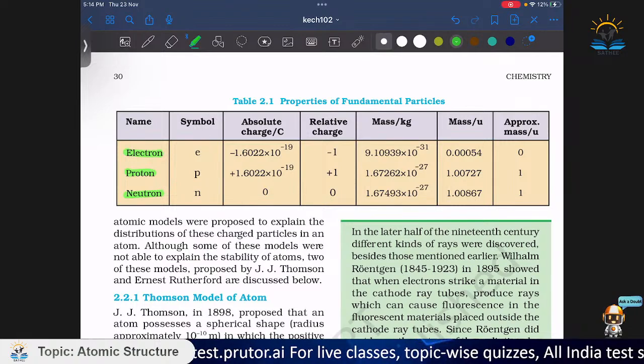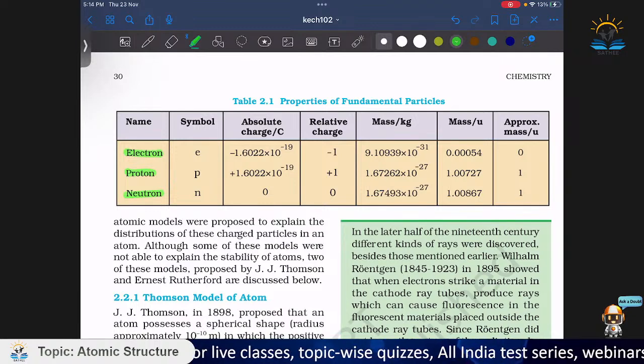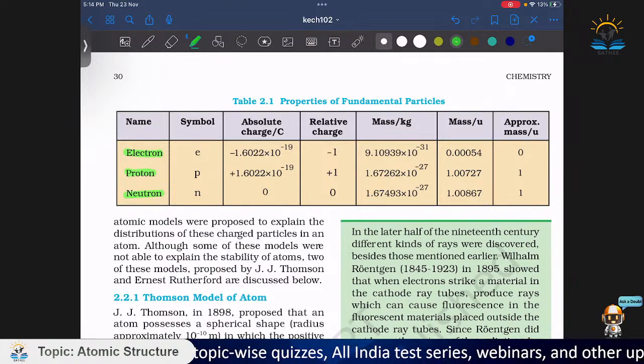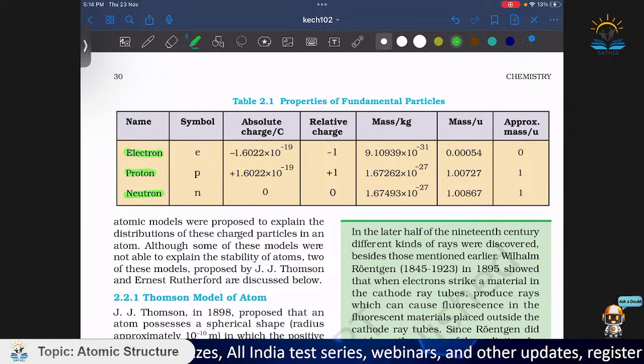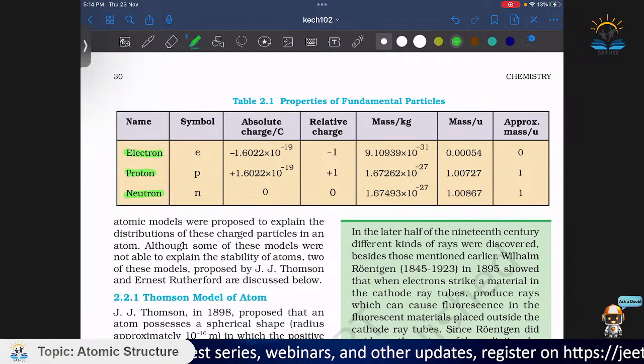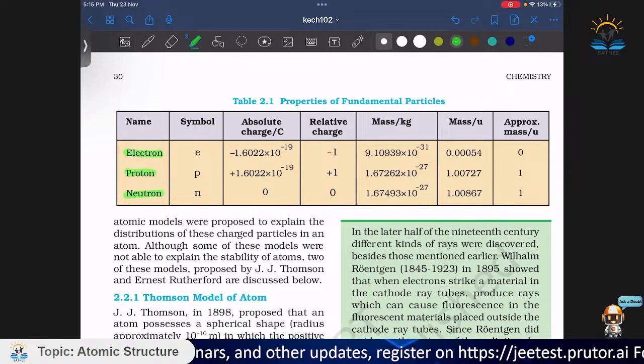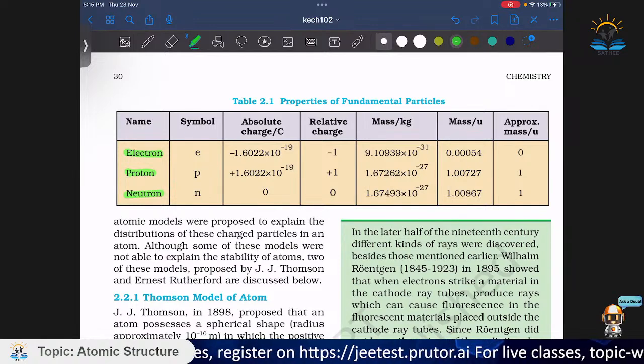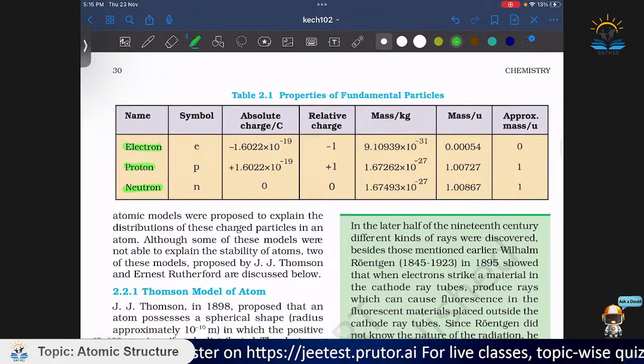Then we have the mass in atomic mass units. So an electron is 0.00054 times an atomic mass unit. Proton is approximately 1.00727, and a neutron is approximately 1.0086, or 1 atomic unit. We can assume a proton and a neutron to be 1 atomic unit, and we can assume an electron to be 0 atomic unit.